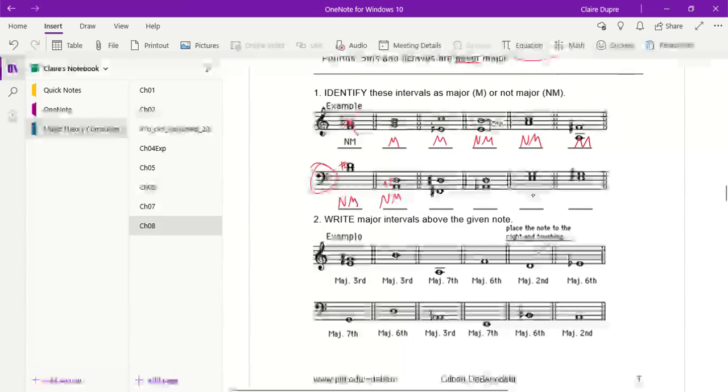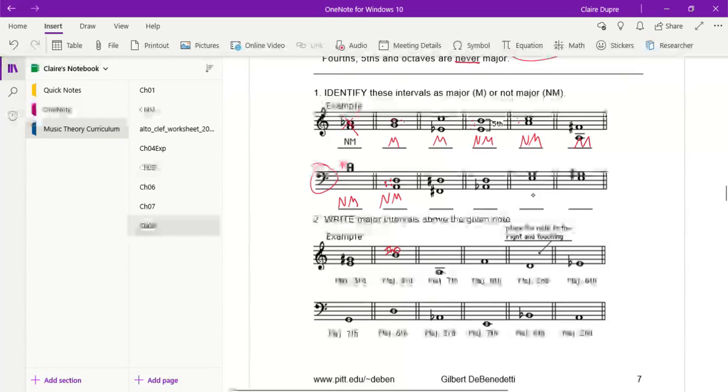Finally, number 2, we're going to write our own major intervals above the given note. So there's our example, major third. We have our E, 1, 2, 3. There's our third. Make sure it's in the key signature. We're going to do the same thing, another major third here. Major third is right there. So in the key of B, does D have an accidental? Think about it. Think of the key signature. Yes, it does. Gotta have a sharp. There's your major third.